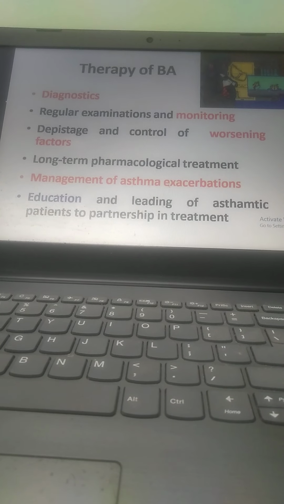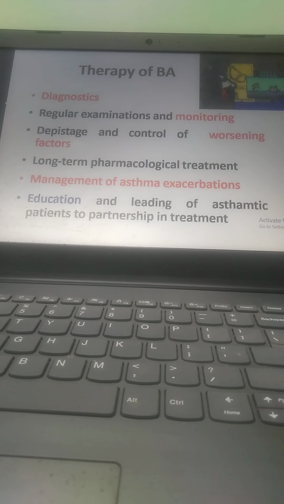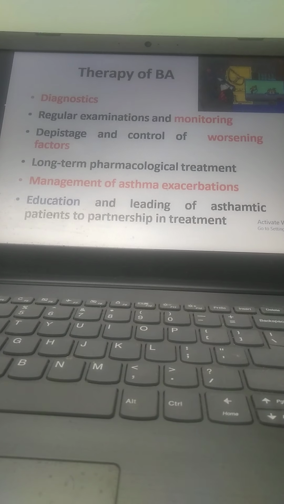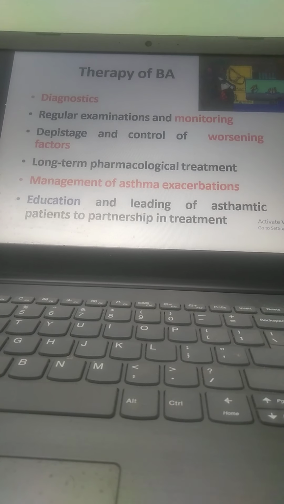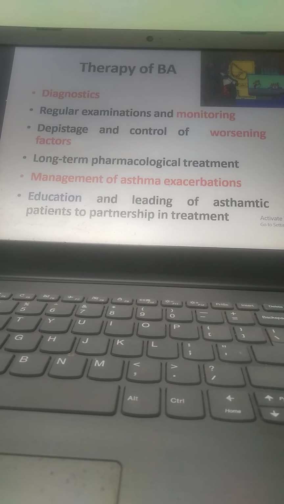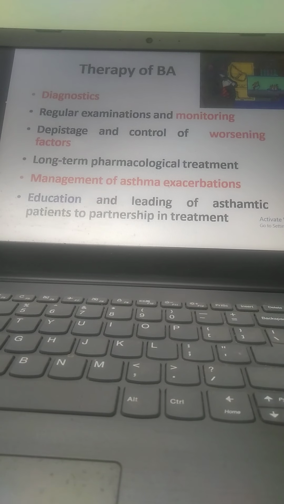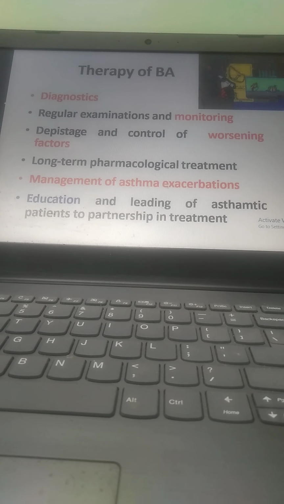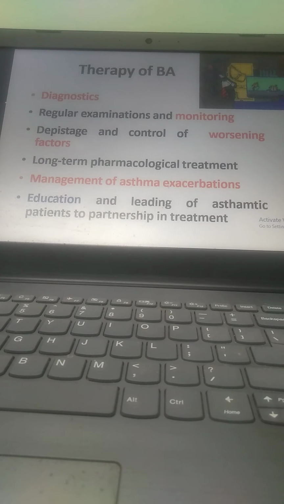Therapy of bronchial asthma involves diagnosis. We have to have regular examination and monitoring of the disease stage, and control of the worsening factors. Long-term pharmacological treatment is there. Then management of asthma exacerbations: if there is a precipitating factor, there is an exacerbation, and we have to manage it. Education and leading of asthmatic patients to partnership in treatment.